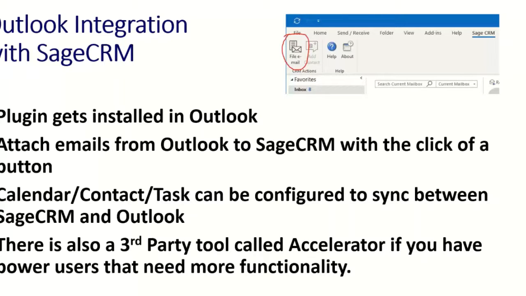But the concept is you pick the email in Outlook and click the button, and it would look up, try to find that person by the email address in CRM, and then let you attach it. And the nice part is it creates a copy of that email in CRM for everyone to see, and then you can actually delete it from Outlook. And as I mentioned, you can turn on the synchronization to sync calendar, contact, and task list.